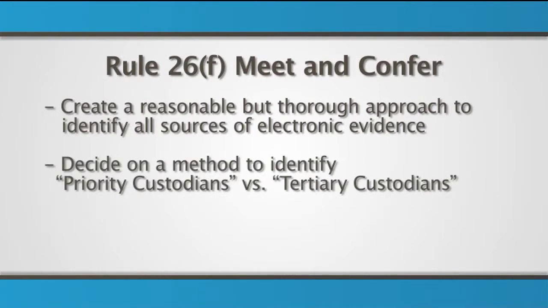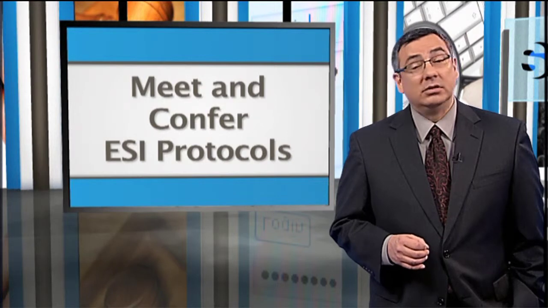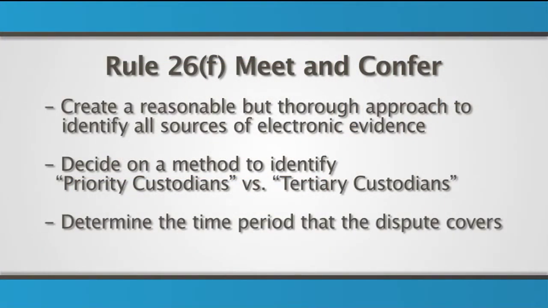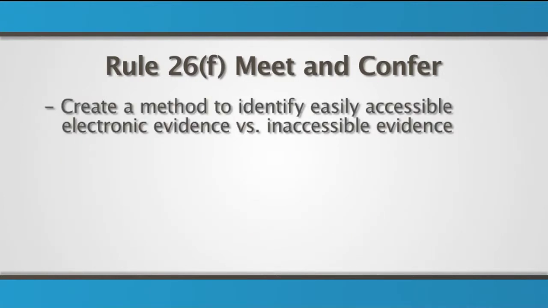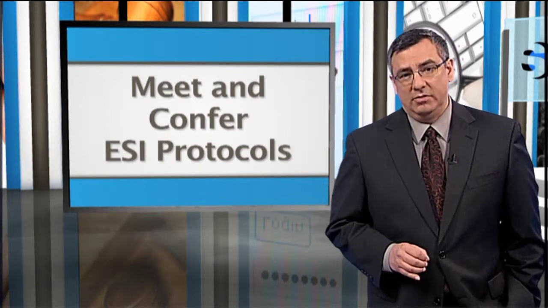Decide on a method to identify priority custodians who can be reasonably expected to have the most knowledge of the underlying issues versus tertiary custodians that would be expensive to pursue yet likely yield little value in resolving the dispute. Determine a definition of the relevant time period that the dispute covers. Next, create a method to identify and agree upon easily accessible electronic evidence versus inaccessible evidence that would be expensive and potentially unnecessary to retrieve.